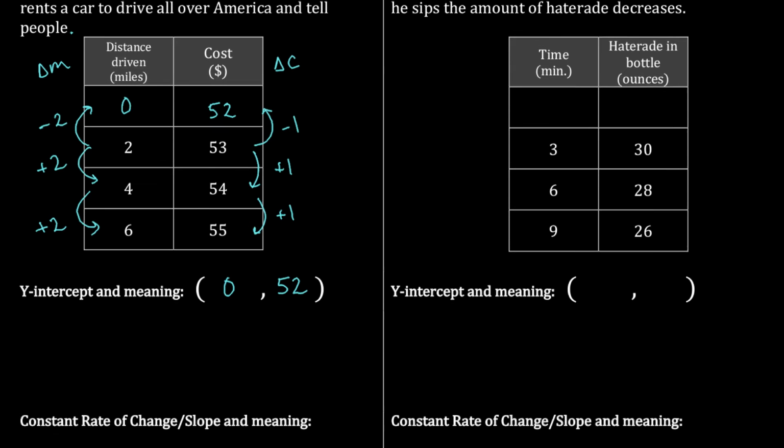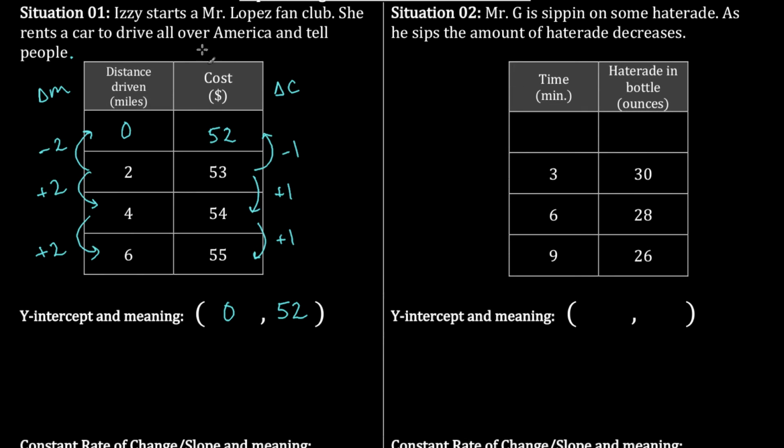We have to refer back to our situation, though, to interpret it. So she started a fan club, she rented a car. When she traveled 0 miles, it cost $52. So I guess it cost $52 just to rent the car.